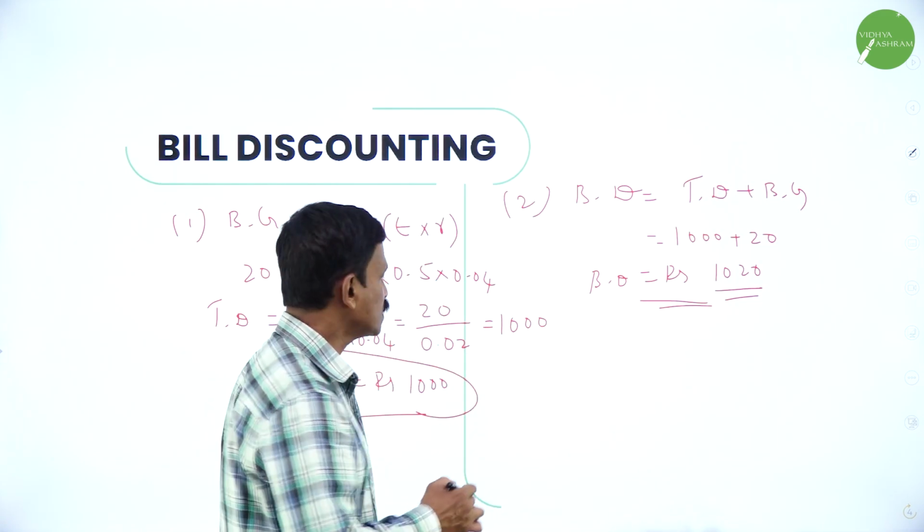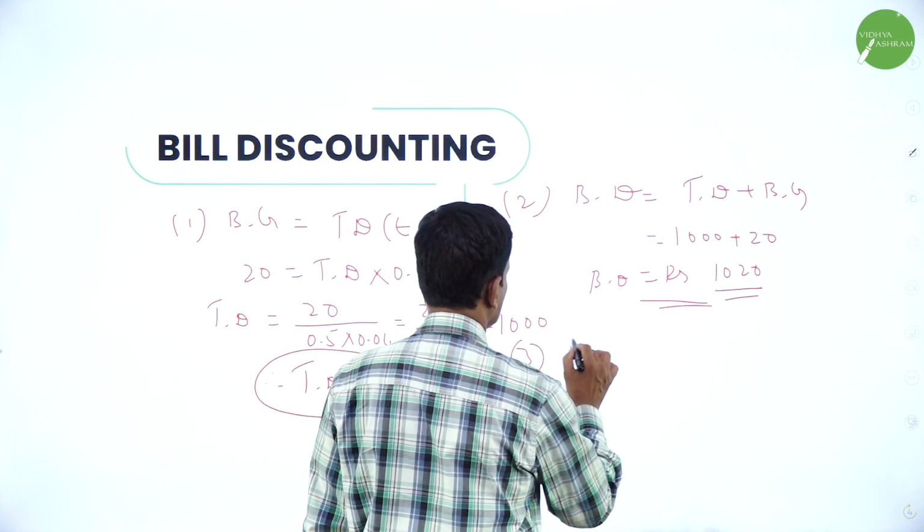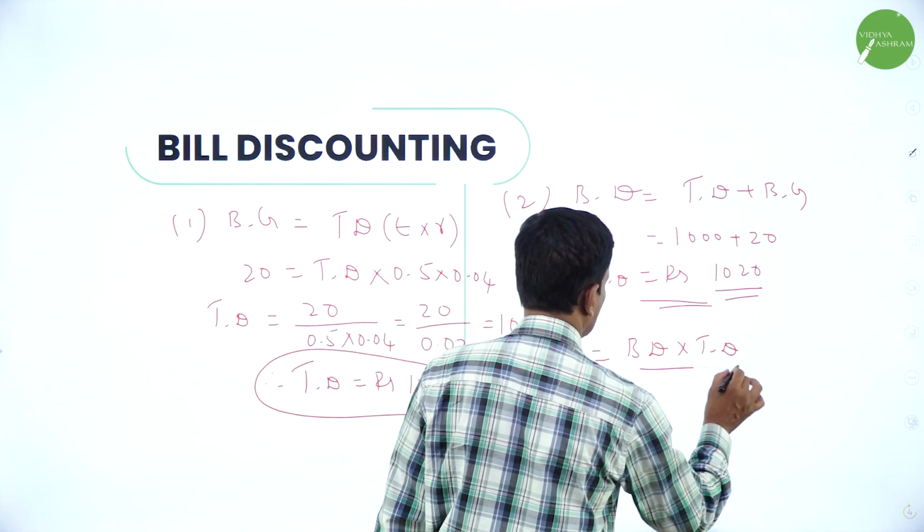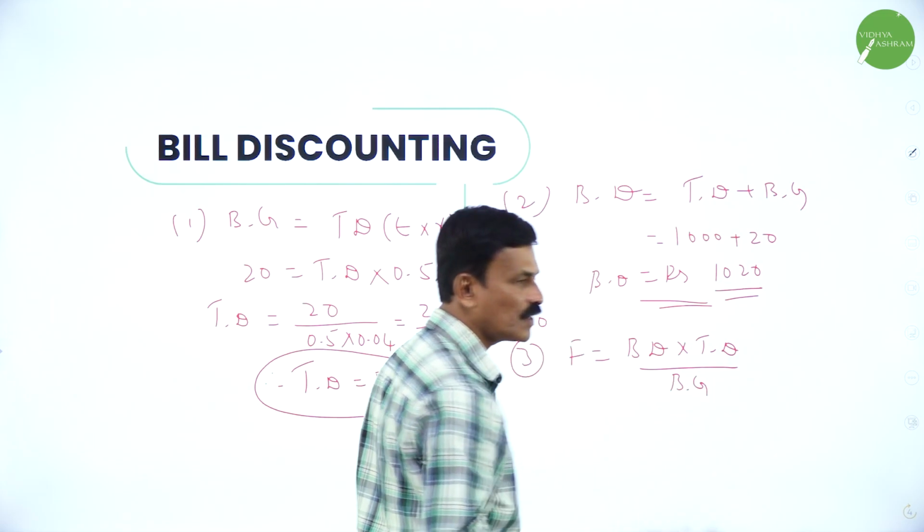Now the face value, the third one. The face value F is equal to BD into TD divided by BG. That's all. Simplify this. Okay.